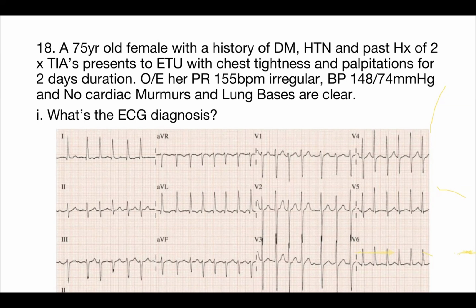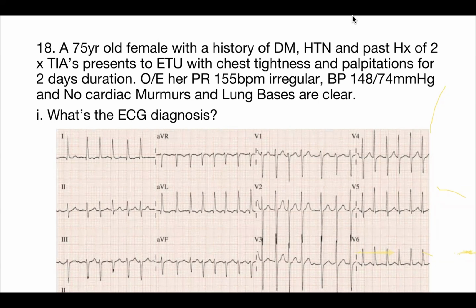Atrial fibrillation. Okay, good. Atrial fibrillation. Will you stop only with that? Which sort of atrial fibrillation? It's a fast atrial fibrillation, or you can mention atrial fibrillation with high ventricular response. Right? So that is the diagnosis. And if you see here, they have already given you a lot of hints, no? Past history of 2 times TIAs, right?